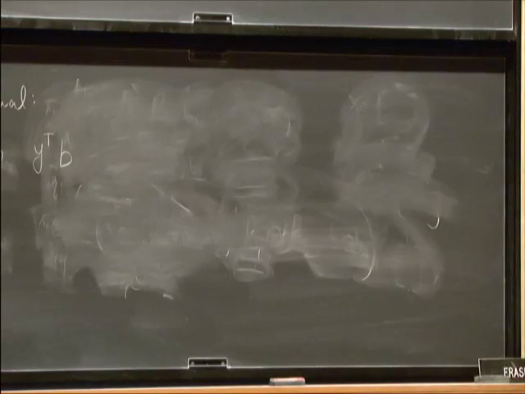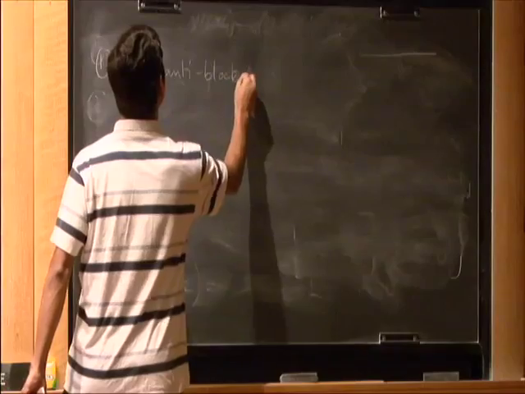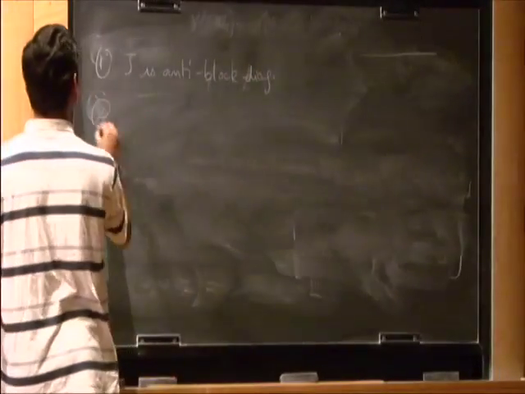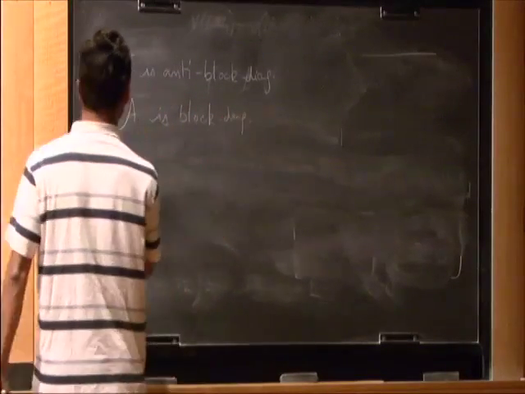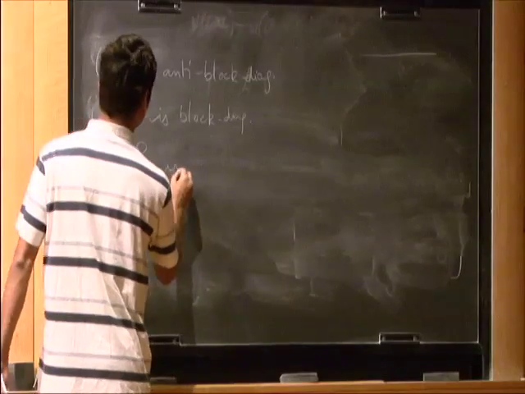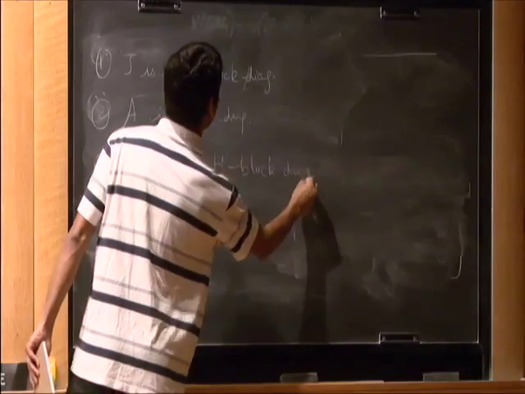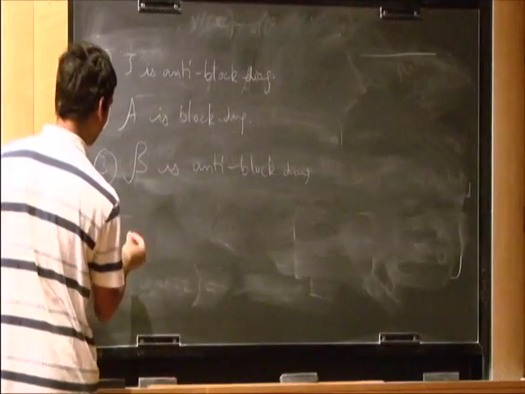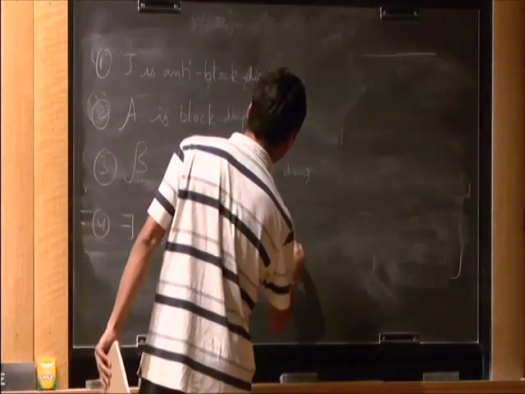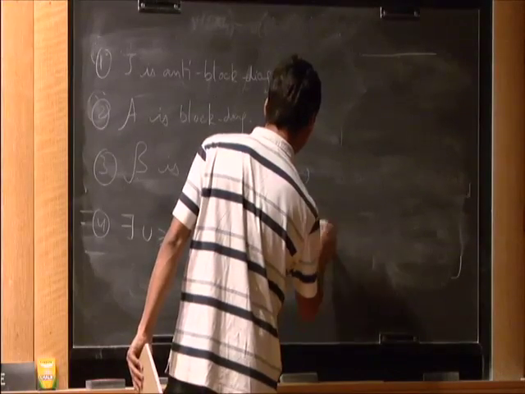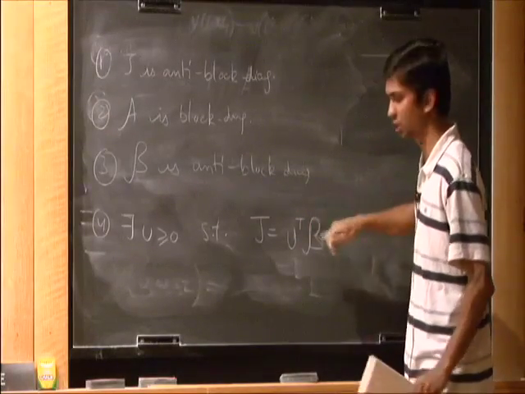The conditions are slightly involved. Again, J is anti-block diagonal, A is block diagonal, B is anti-block diagonal, and there exists U such that U transpose B equals J. So J can be expressed as a linear combination of matrices in B.